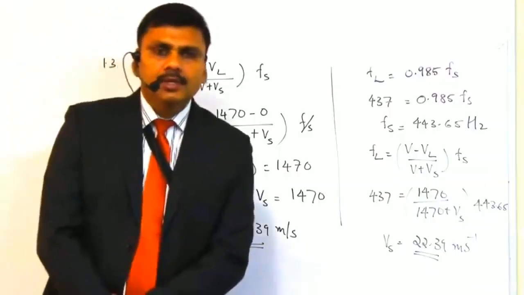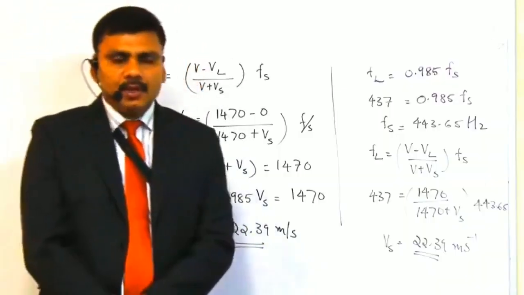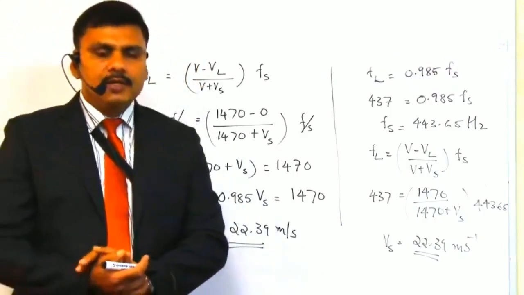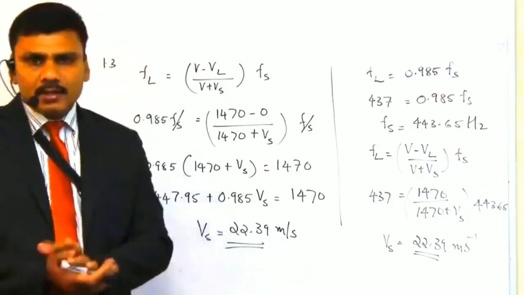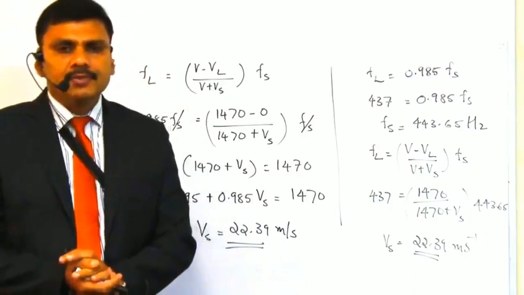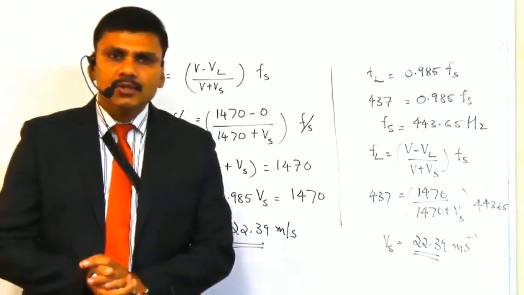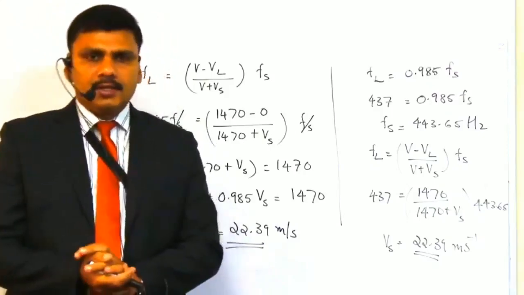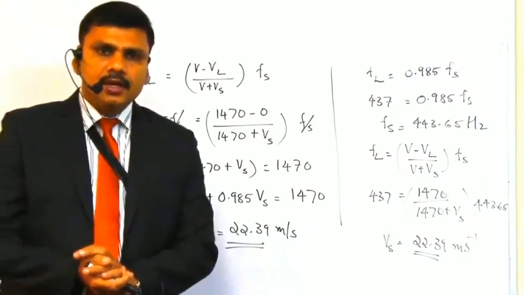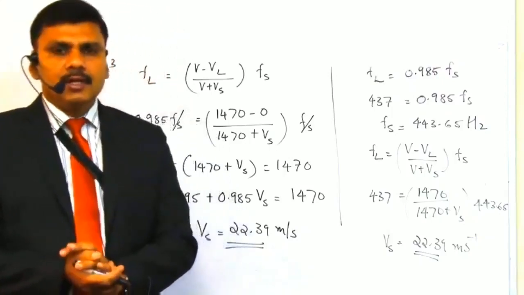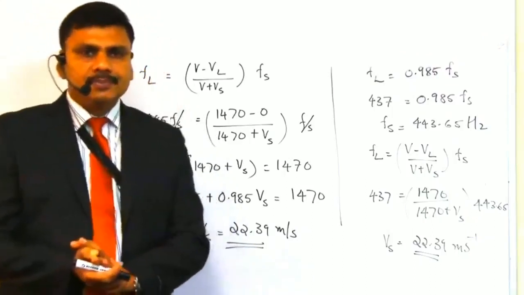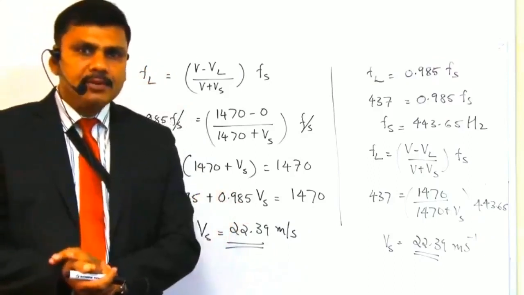In this numerical problem, there are three questions. The first one is to state the Doppler effect, which is the usual way the question is asked, for 2 marks. What is the Doppler effect? It is the apparent change in the frequency when there is a relative motion between the source of sound and the listener.